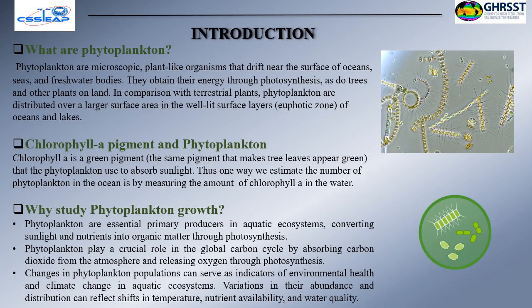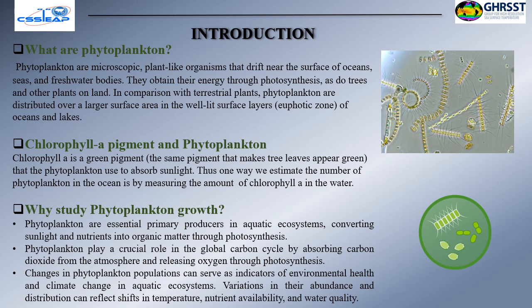So first we come across water phytoplanktons. Phytoplanktons are microscopic plant-like organisms that drift near the surface of oceans, seas, and freshwater bodies. They obtain their energy through photosynthesis, as do trees and other plants on land. In comparison with terrestrial plants, phytoplankton are distributed over a larger surface area in the well-lit surface that is commonly known as the euphotic zone of the oceans and lakes.